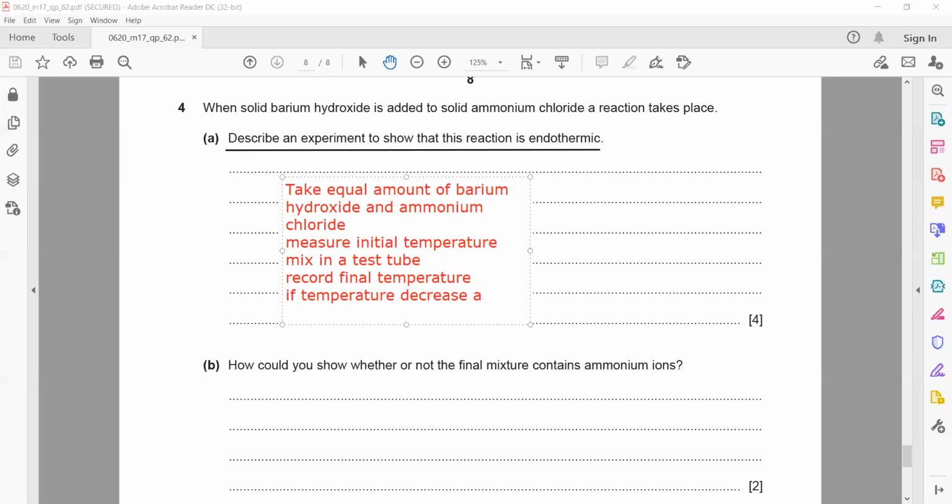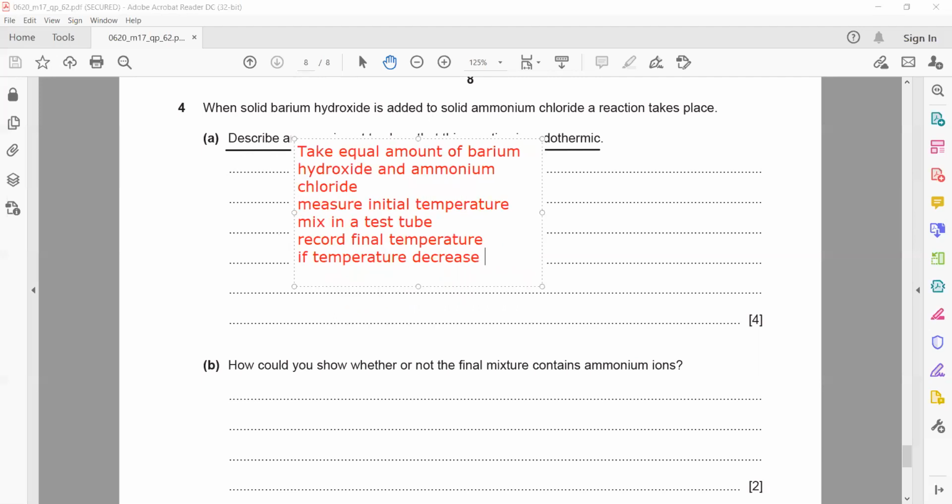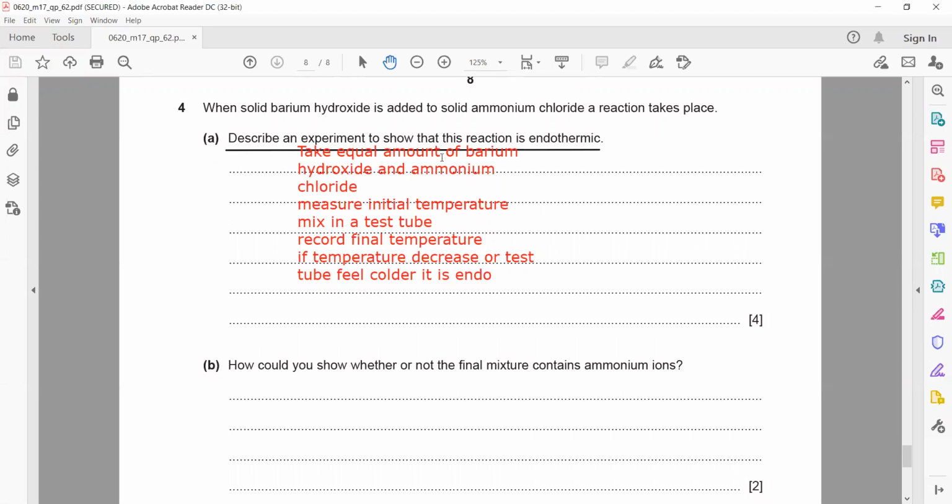How could you show whether or not the final mixture contains ammonium ion? So the test for ammonium ion: add sodium hydroxide and heat. A pungent, irritating gas is given off, which will turn damp red litmus blue.